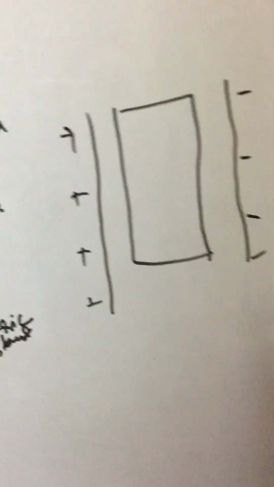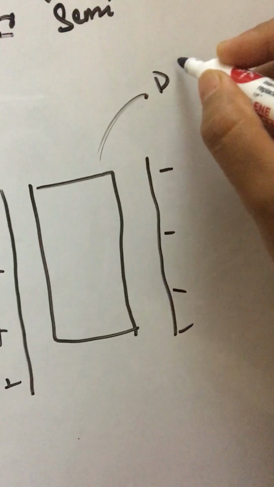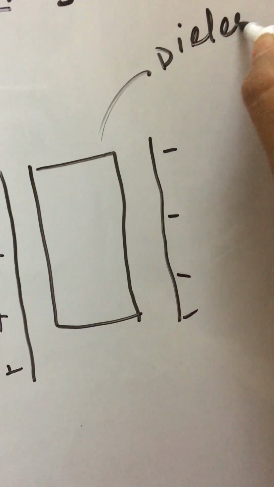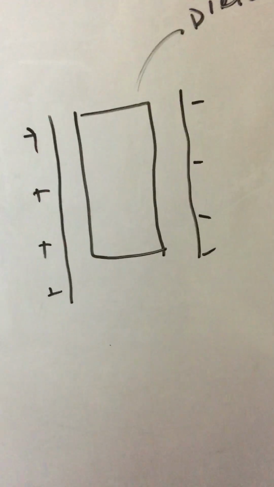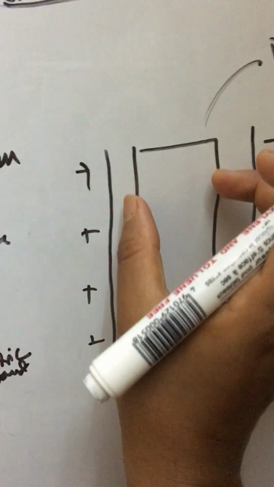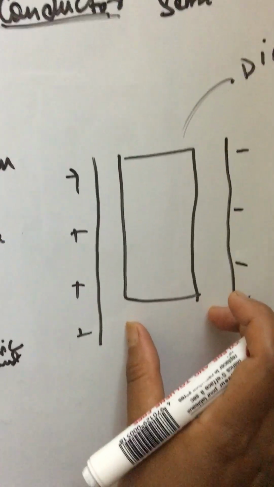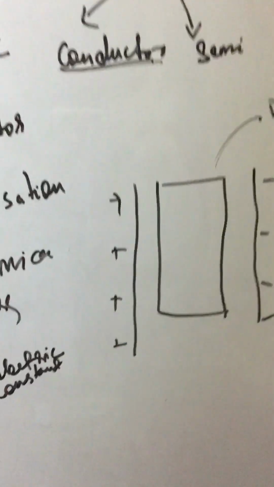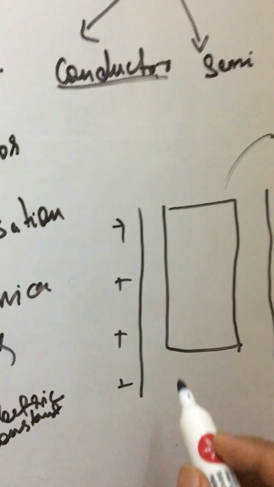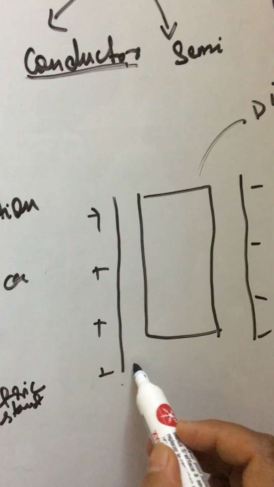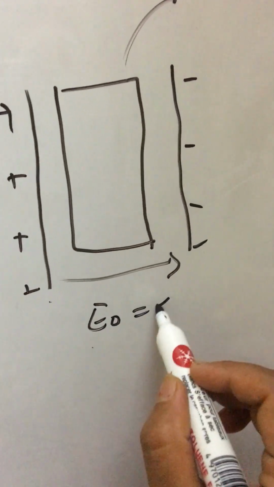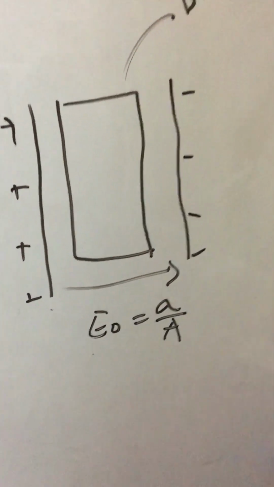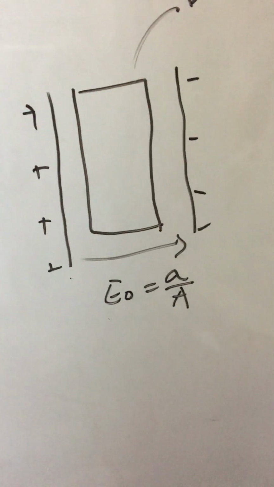Now suppose this is a dielectric. We need to understand, I say that a dielectric allows polarization, right? The electrons, even in this case, are tightly bound, however it allows polarization. Now there is an external applied field, which I call E0, equal to the charge density divided by the plate area, right?